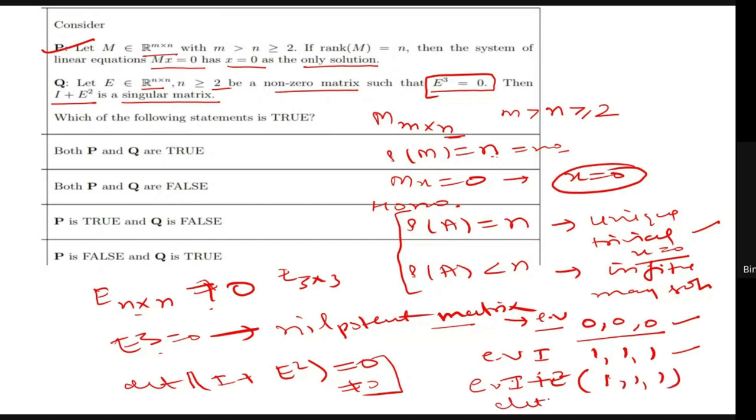And the determinant of I plus E square we can write as the product of these eigenvalues, that is 1 into 1 into 1, which is 1, not equal to 0. Then it is always a non-singular matrix. But they have given us a singular matrix, so Q is a wrong option. The fourth option, P is false and Q is true, is wrong. P true, Q false, that is option C. Option C is correct. Got it? Any problem, you can ask.